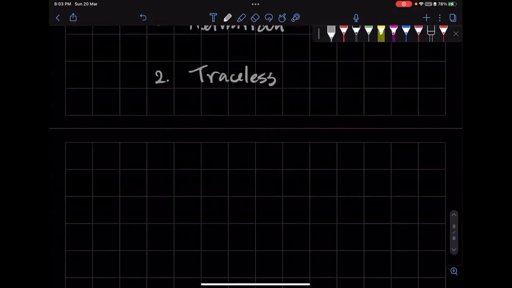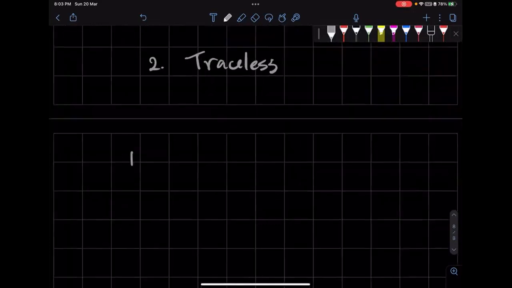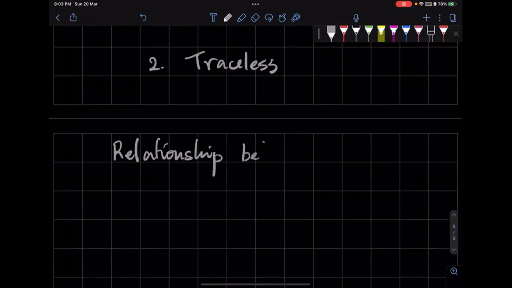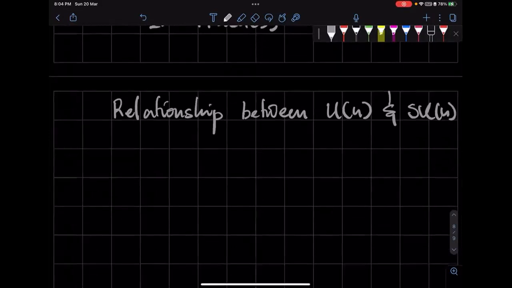So we can see that UN is going to be the bigger thing. So SUN will be some subgroup of UN, right? So there should be a relationship between UN and SUN. Okay, so this is our next topic, the relationship between UN and SUN.